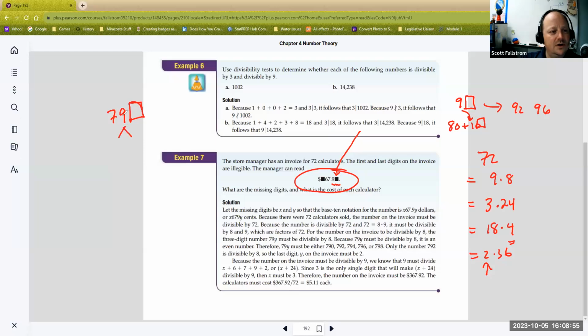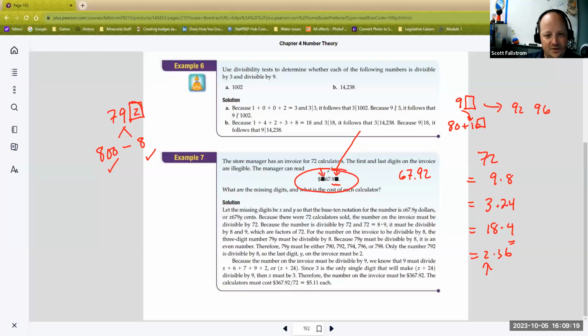Oh, here's a good one. 790-something is really close to 800, minus another multiple of 8. So 800 is divisible by 8, and 8 is divisible by 8. So 800 minus 8 would have to work, which means it has to be 792. Aha. If you're doing a detective job, this is the way to do it. I now know it has to be 92.